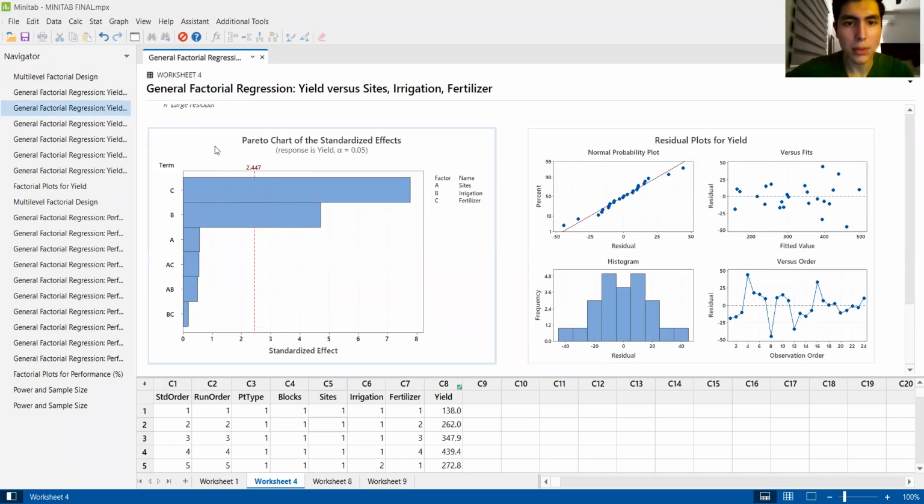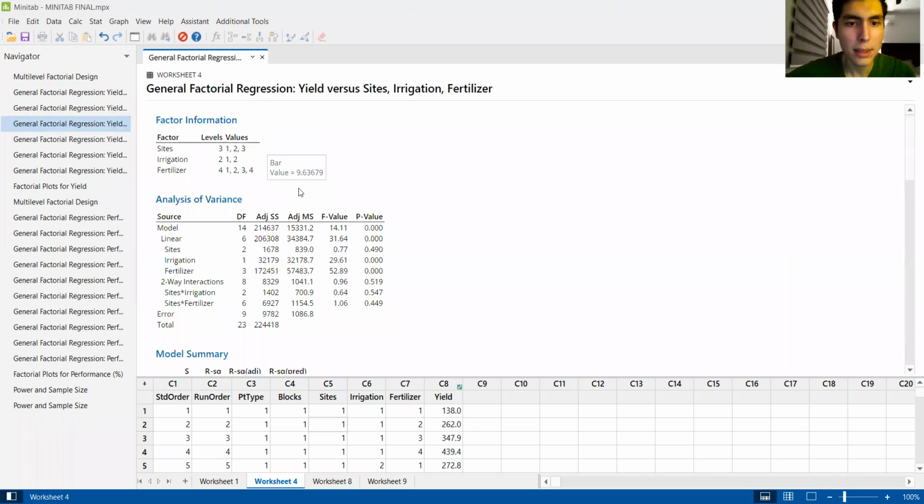Here on the Pareto chart, we can see as well that the factors that seem to be significant due to the standardized effect are C and B. On the normal probability plot, we can see that it's kind of S-shaped and has some outliers at the beginning and at the end. The versus fit shows some kind of dependence between the fitted values and the residuals. So what I did was to take out the B and C interaction, and I made the analysis again.